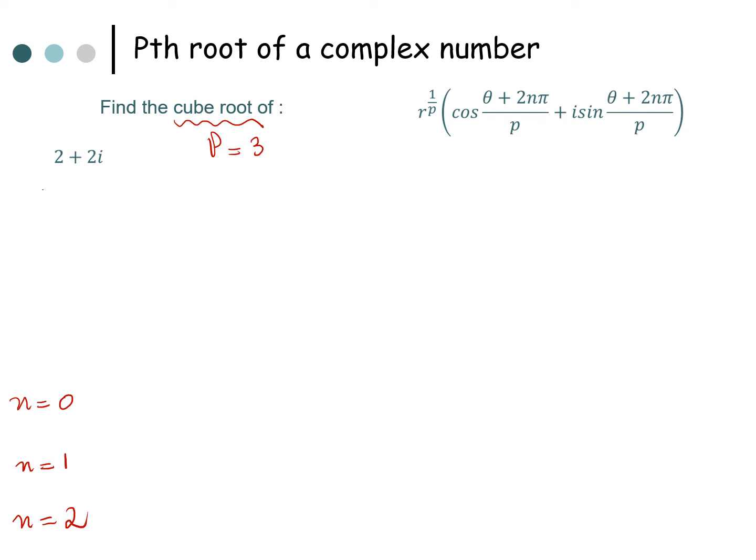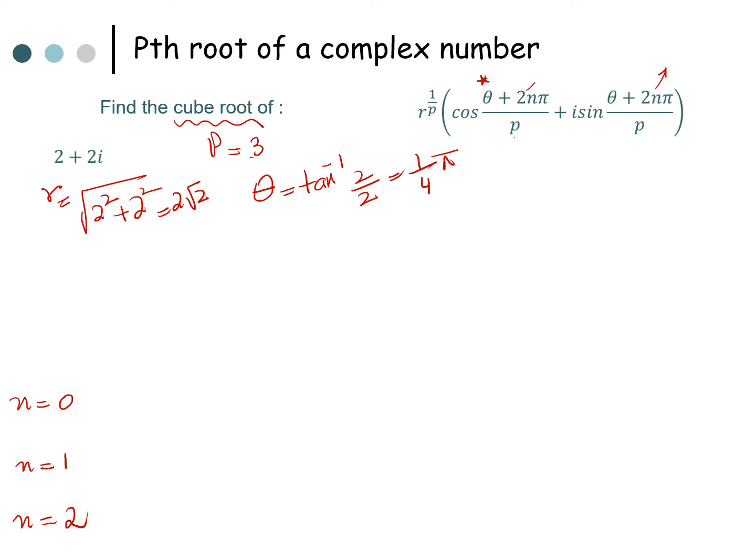Now you have to find out the r, and also the theta. r is the square root of 2 squared plus 2 squared, so it will be 2√2. And theta will be tan inverse of b over a, that means 2 over 2, which gives you 1/4 π. You will keep the r, you will keep the theta. Wherever you have r, you write the r. You write the theta everywhere as 1/4 π. p you write everywhere as 3. Now only this n you will change according to the scenarios.